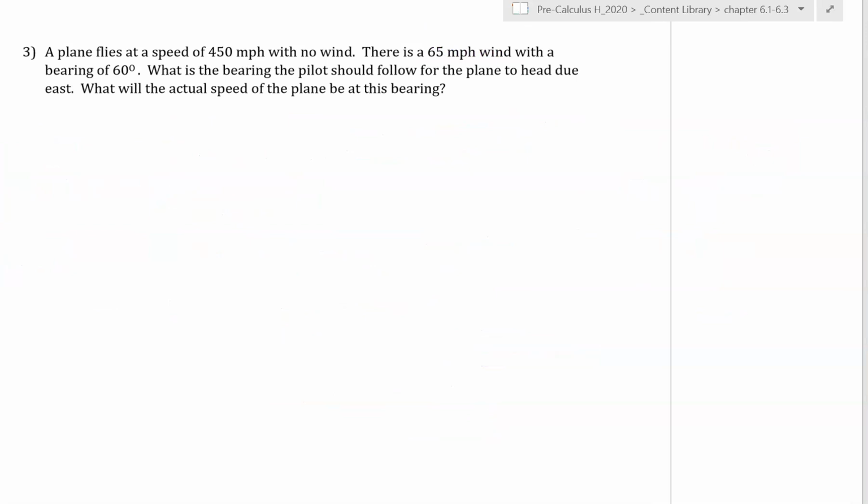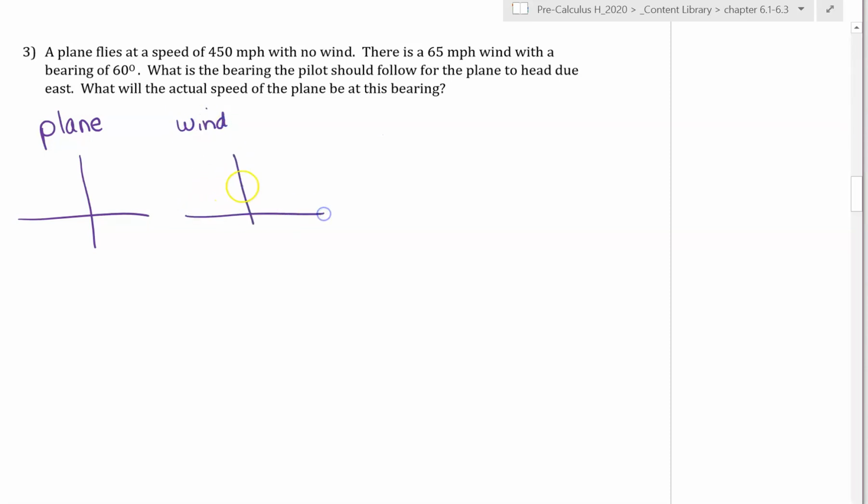Okay, so for our last plane example, I think this one's a little tricky because they're not really telling you the bearing of the plane at the beginning here. They're just saying, oh, the plane can fly at a speed of 450 miles per hour if there's no wind, but it's not even telling you what's going on here. But they did tell you that the wind is blowing at 65 miles per hour at a bearing of 60 degrees. So again, we're going to use the angle 30 in standard position. I think I'm going to erase that so that I don't accidentally use the wrong angle.